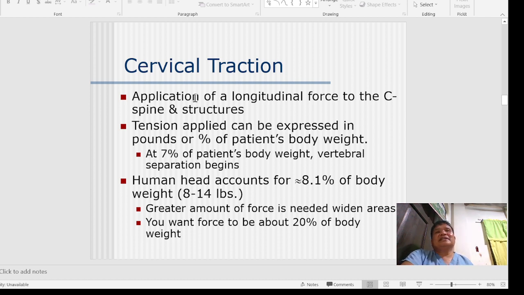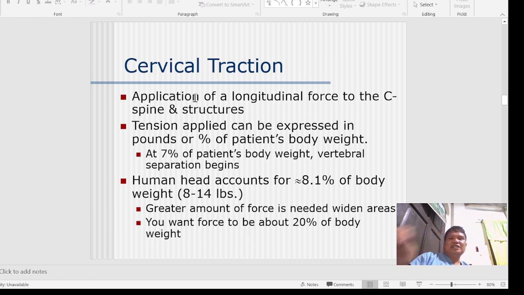Cervical traction is the application of a longitudinal force to the C-spine, or cervical spine, and its structures. Tension is applied. It can be expressed in pounds or percent of body weight. At 7% of the patient's body weight, vertebral separation begins. The human head accounts for 8.1% of body weight, which is about 8 to 14 pounds. A greater amount of force is needed to widen the areas. You want a force of about 20% of the weight.